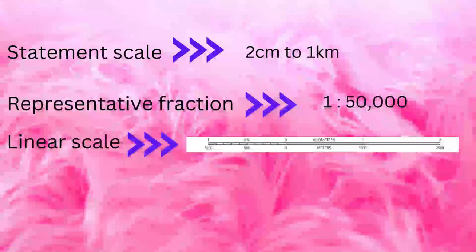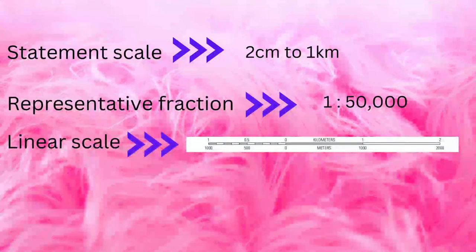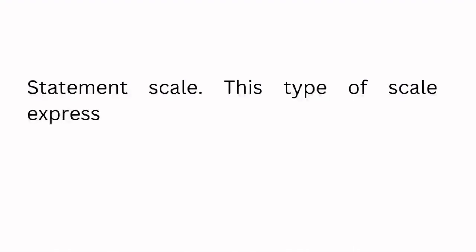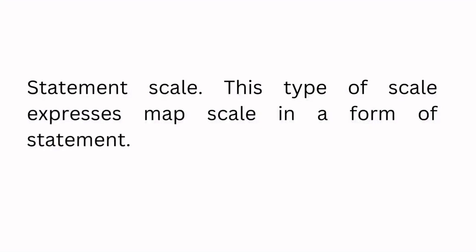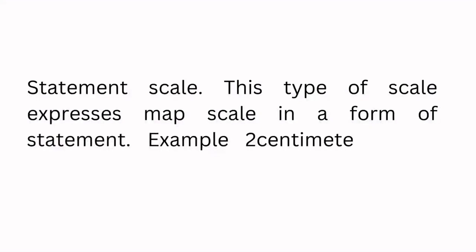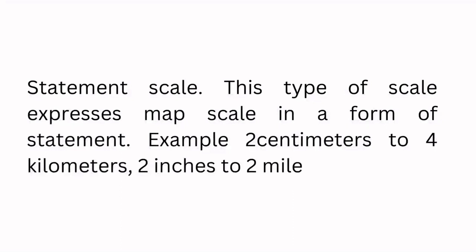The first type is statement scale. The next one is representative fraction. The last one is linear scale. When you take statement scale, this type of scale expresses map scale in the form of a statement. Example: 2 centimeters to 4 kilometers, 2 inches to 2 miles. So for statement scale, always you see that the scale is in a statement form.